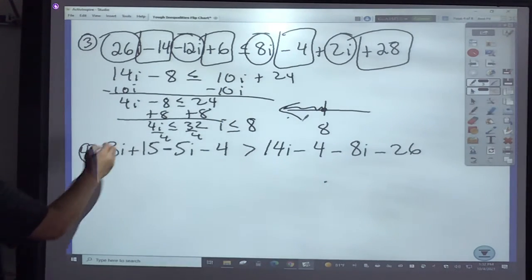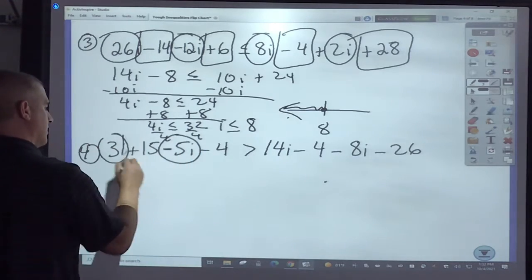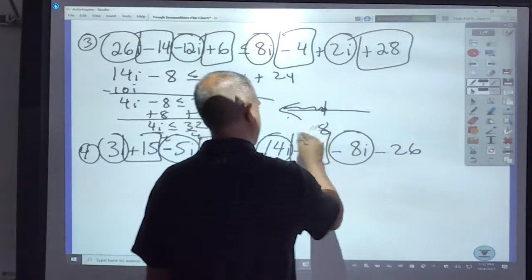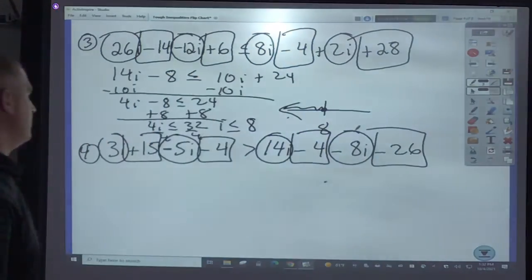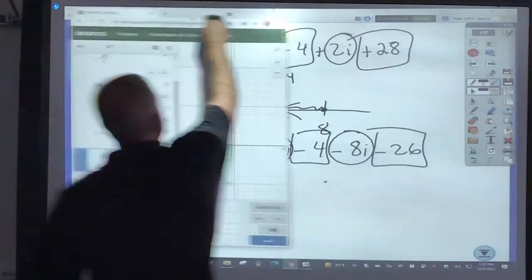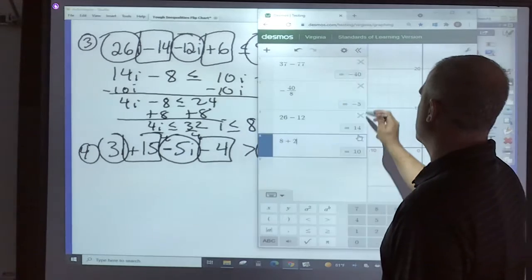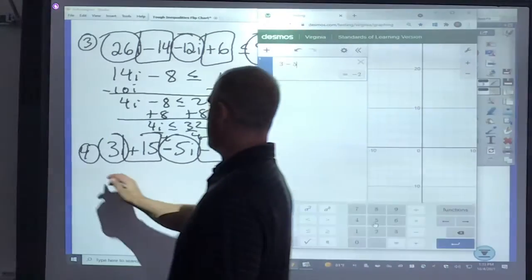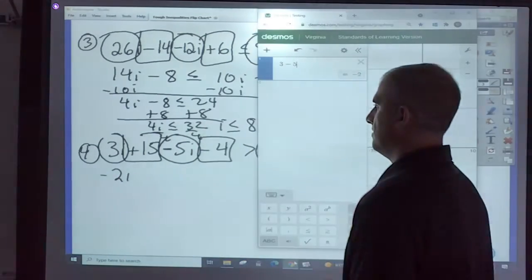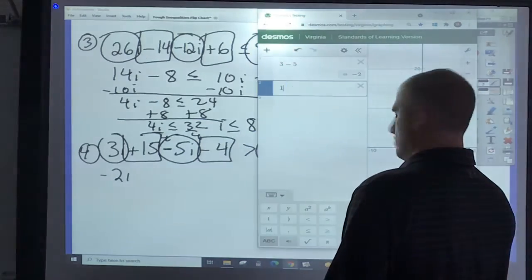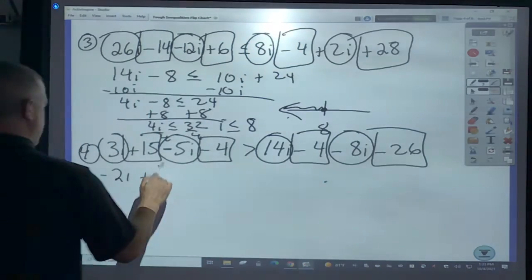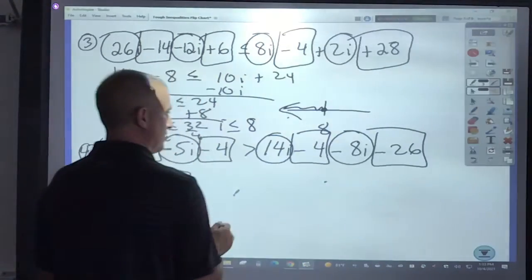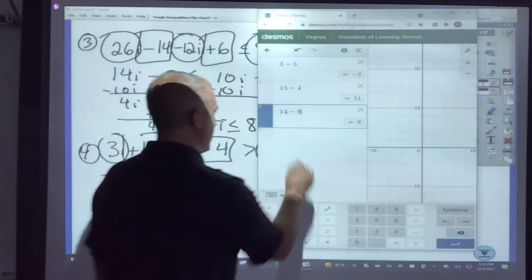Okay? Alright. Got this and this, this and this. So I got 3i minus 5i, which is negative 2i. I got 15 minus 4, which is 11. And on this side, I got 14 minus 8i, which is 6i. And then negative 4 minus 26.